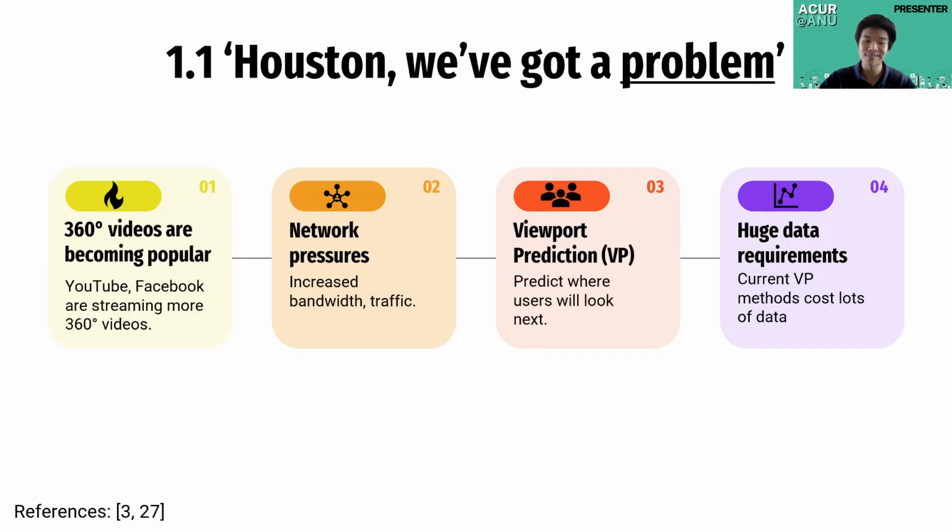So the problems I mentioned were 360-degree videos. They're becoming popular. There's more demand around this, and more demand means we're streaming more videos and the video quality is getting higher. So this places pressure on the network. Current approaches talk about viewport prediction. That's about predicting where users look in a frame. Instead of streaming the entire frame, we stream a segment of the frame where users are likely to view next. But current approaches are very data intensive.